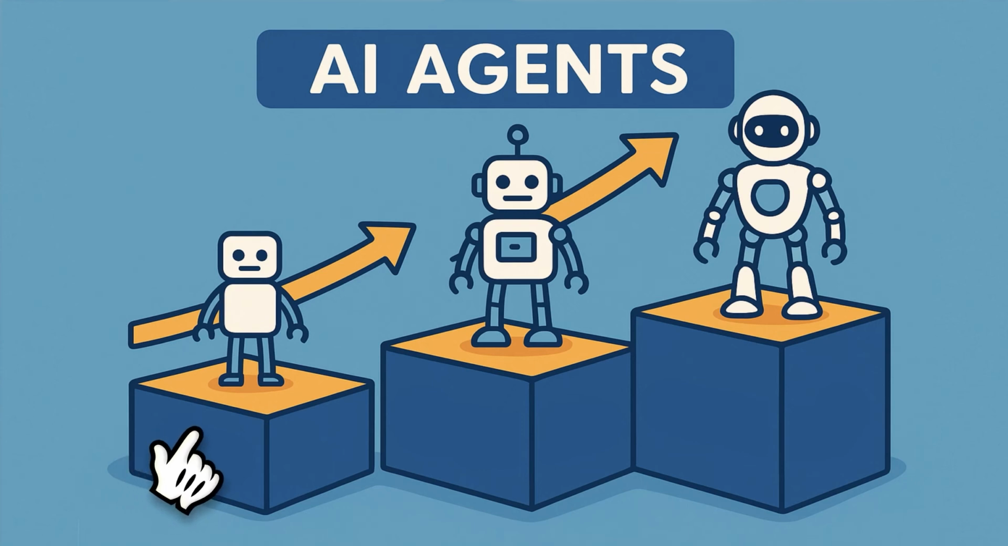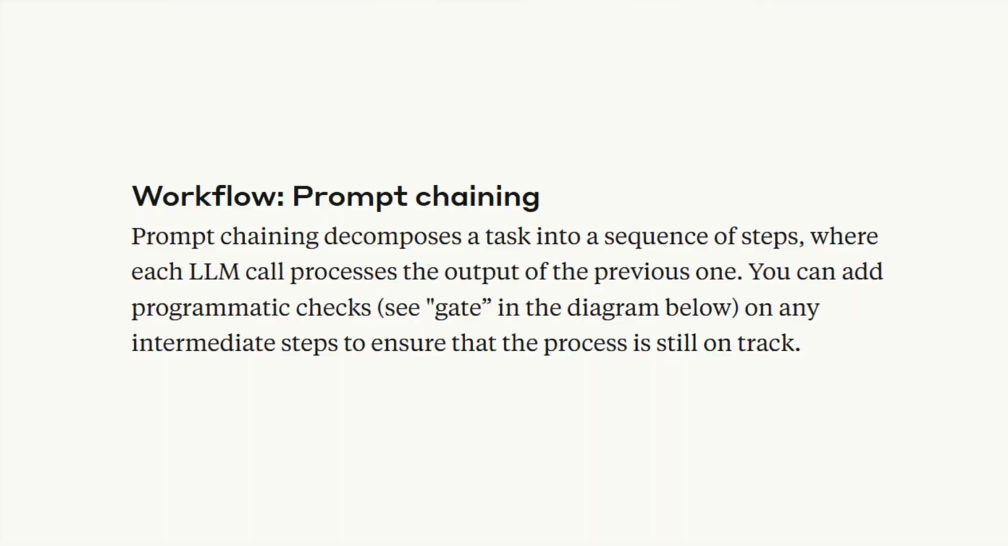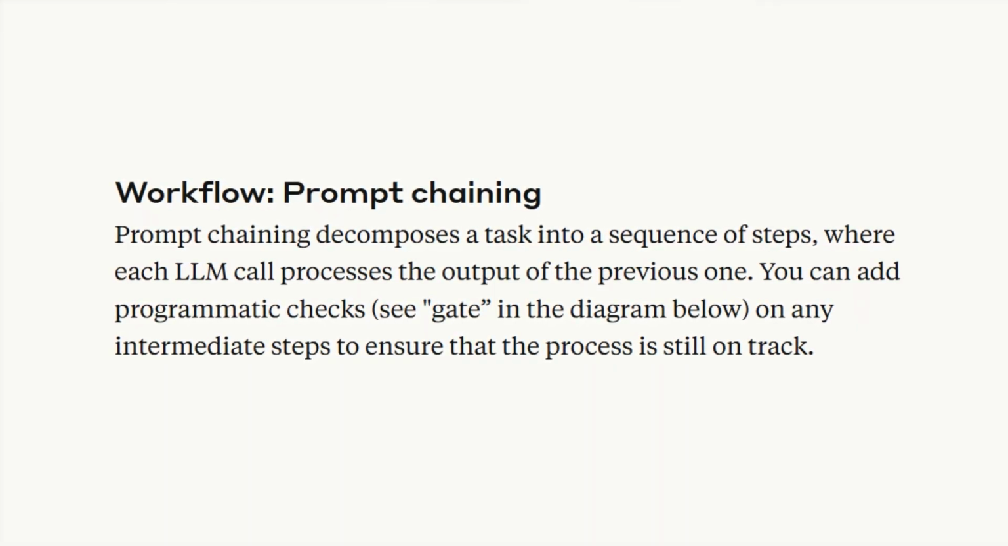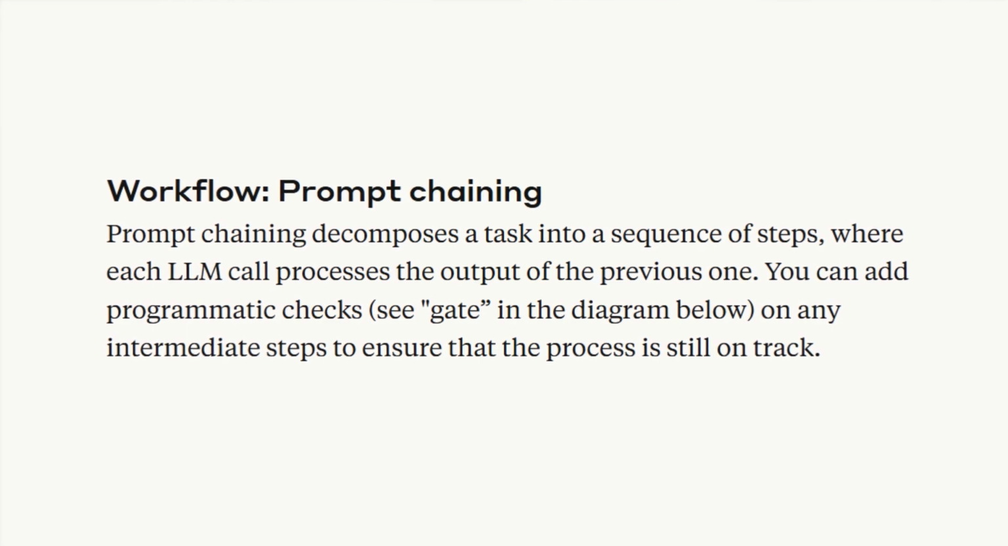Alright, so now let's see how these sub-agents combine to form what you might call a super agent. We'll start with the basic workflows and build up to more complex workflows that are truly autonomous. The simple agentic workflow is called prompt chaining. Prompt chaining decomposes a task into a sequence of steps where each sub-agent processes the output from the previous one. Basically, this works like an assembly line.